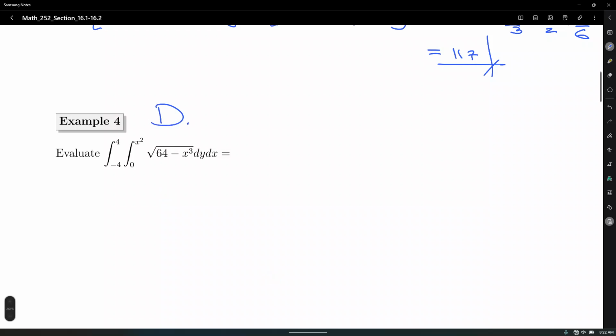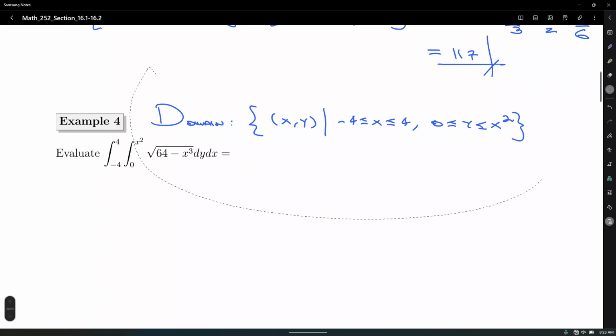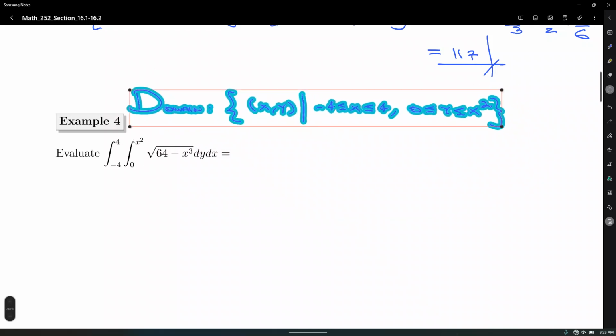Okay, so our domain of integration, all the ordered pairs x, y, such that, okay, careful because the order is still the same, dy dx. So, x is varying between -4 and 4, and y is varying between 0 and x squared. Okay, so that'll be our domain of integration here. Let me make some space.